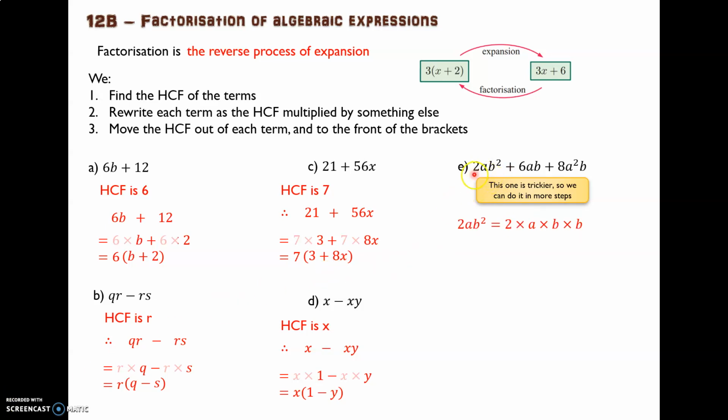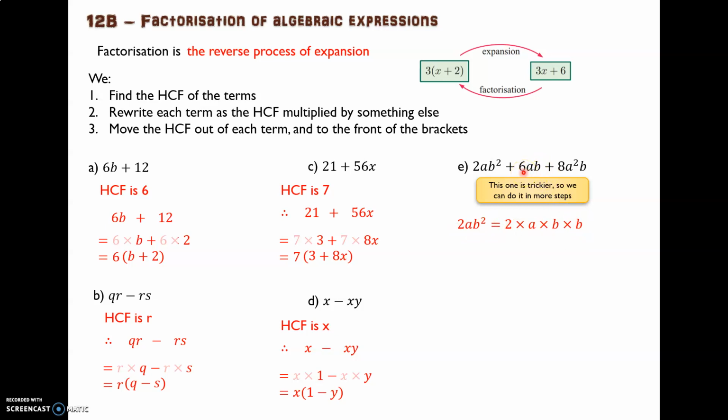We've got 2ab squared. If I break that down into all of the factors that make up 2ab squared, well, the 2 times a, b squared is b times b. So if I break that up and put multiplication signs between all of them, those are all the parts that make up 2ab squared. We can do the same for 6ab squared.